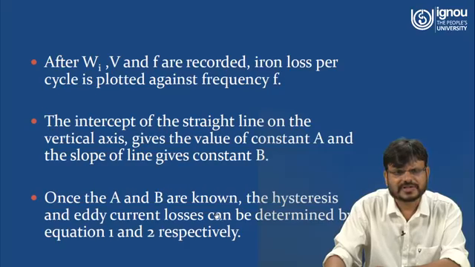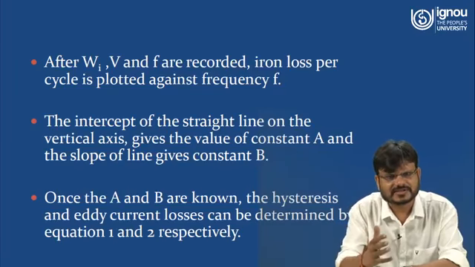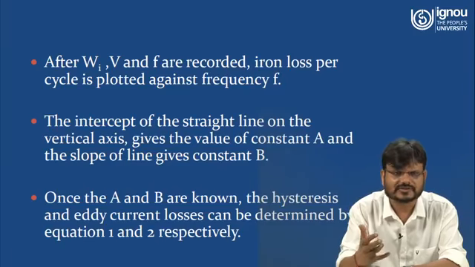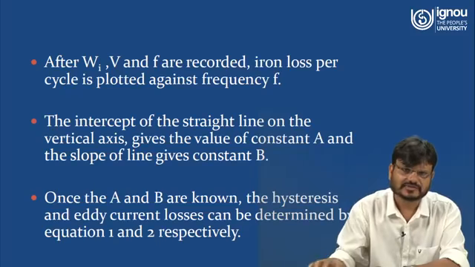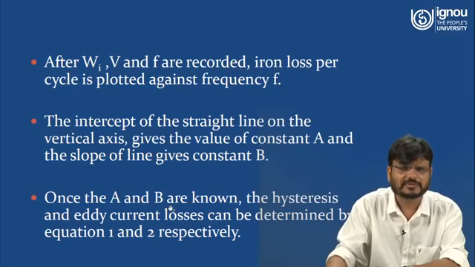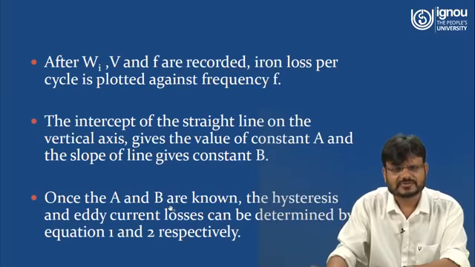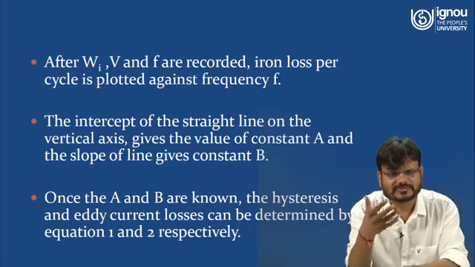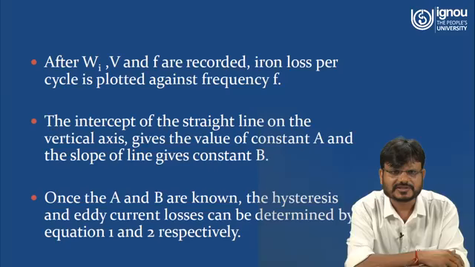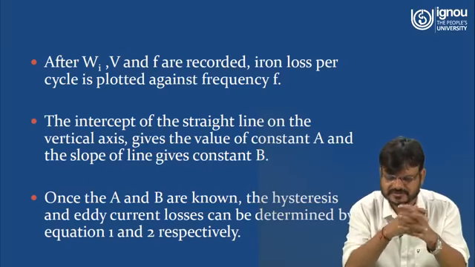Once A and B are known, the hysteresis losses and eddy current losses can be determined by equations 1 and 2 respectively, as hysteresis loss is directly proportional to the frequency, that is W_H = A f, and eddy current loss is equal to B f squared. So you have calculated B and you have the frequency. Just put in all the values, constant A, constant B and frequency f, then you can find the hysteresis losses and eddy current losses.